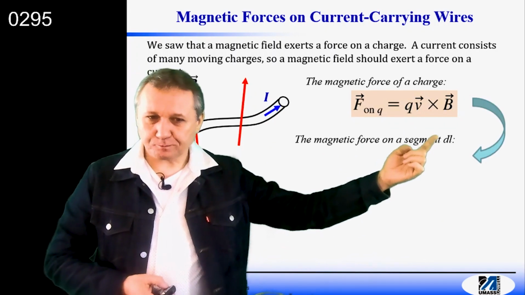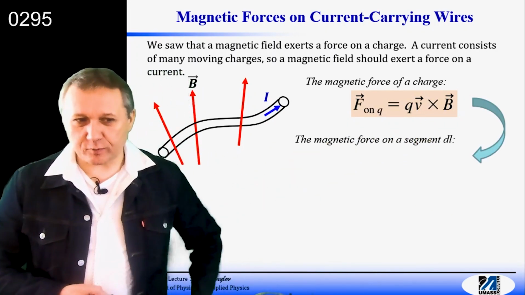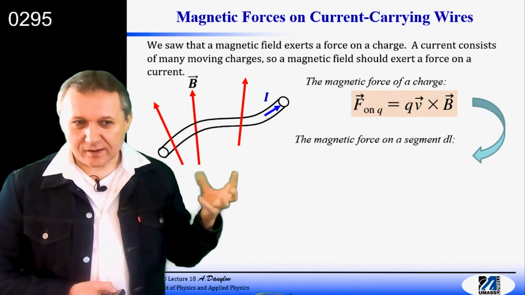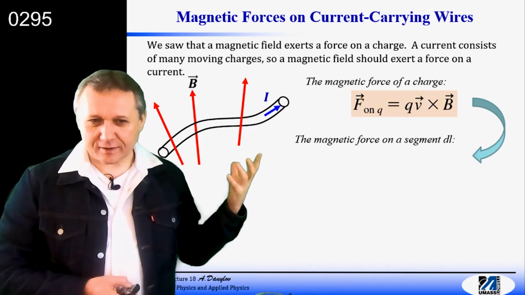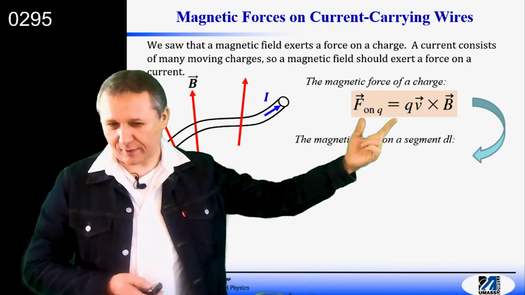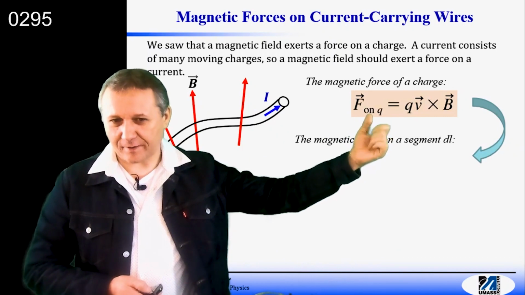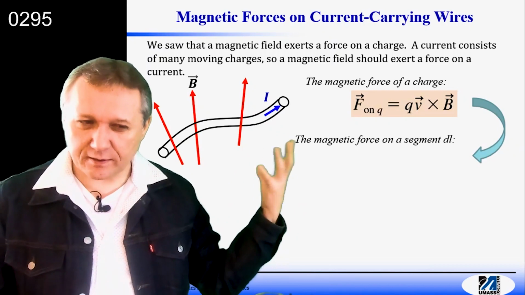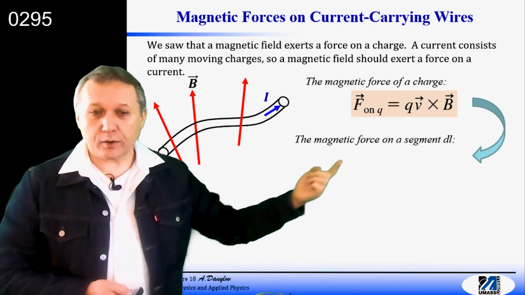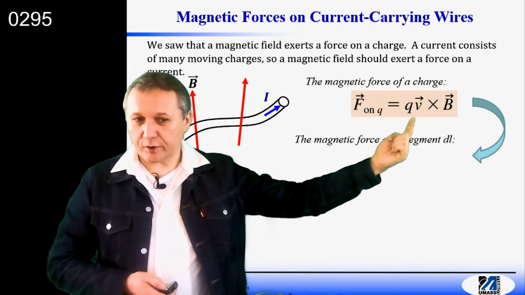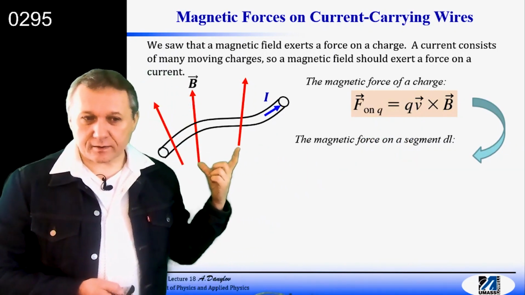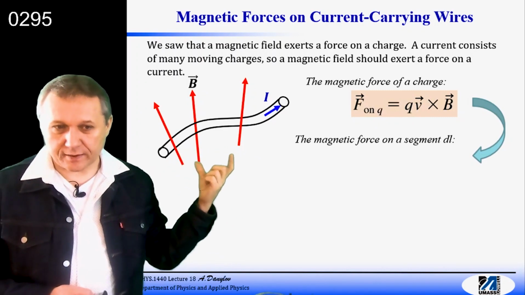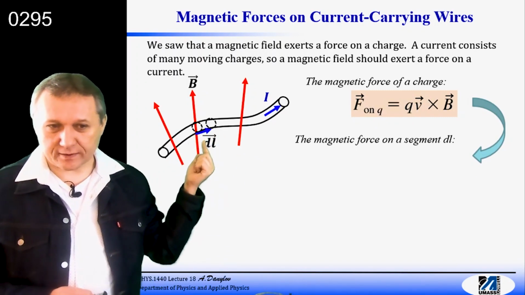Can you guess? Charge must be replaced with what in order to have the formula for a wire with current? Most likely, if you think, instead of a charge, we should have current, I. But instead of velocity, we should have a different quantity, which is more difficult to imagine. Instead of velocity, we need to introduce the vector dl, which is an infinitesimally small element of the wire. All right, so this is dl.